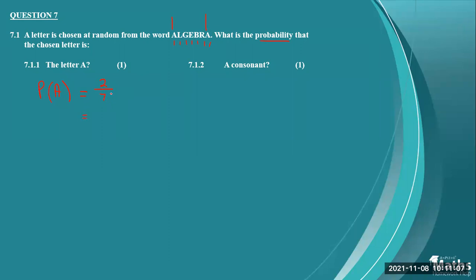And you can either keep it as a fraction, or you can write it as a decimal, it doesn't matter. A consonant. Let's see the probability of a consonant. How many consonants do you see here? Well, there's an L, a G, a B, an R. So there are 4. And how many letters in total? 7. Again, you can either keep it like that or write it as a decimal.